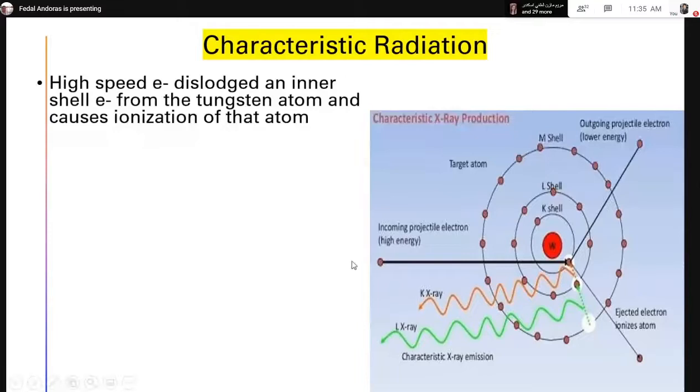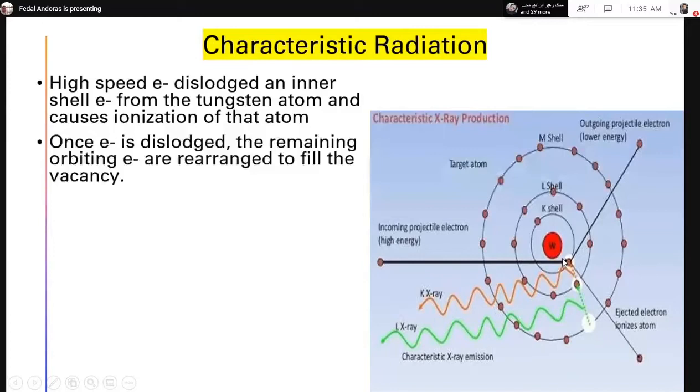Here, for us, the electron hits the K shell, removing the electron, and consequently another electron from the L shell will come to fill the gap. Once an electron is dislodged, the remaining orbiting electrons rearrange to fill the vacancy. There is a vacant position, a vacancy, because this electron was removed.